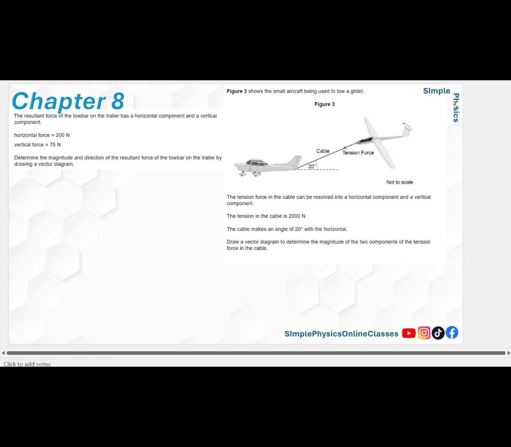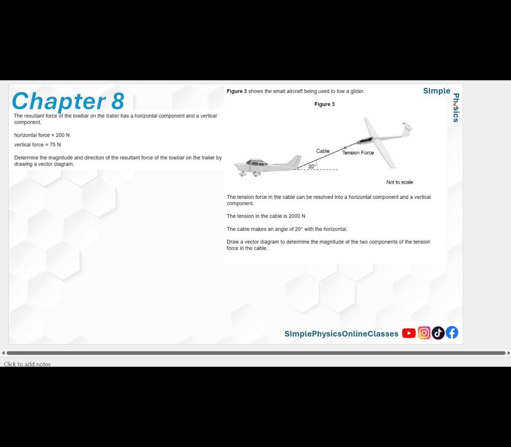Okay, so let's do the first one where you work out the resultant. So look at this question here on the left. Resultant force of the tow bar on the trailer has a horizontal component and a vertical component. Okay, horizontal force is 200, vertical force 75. Now, it doesn't tell me whether it's left or right or up or down. I'll sort of cut the rest of the question out, but you'll be able to work it out from the picture, as we're going to see in the next question. Determine the magnitude, direction of the resultant force.